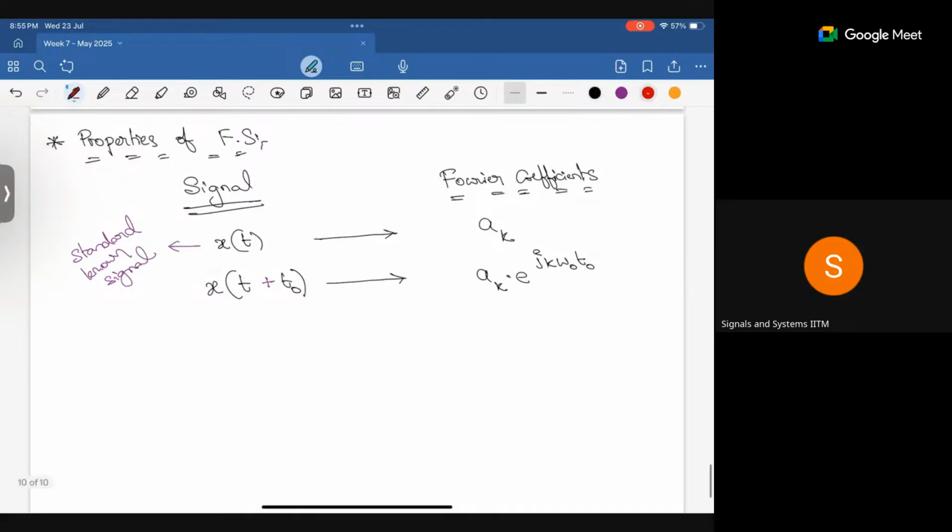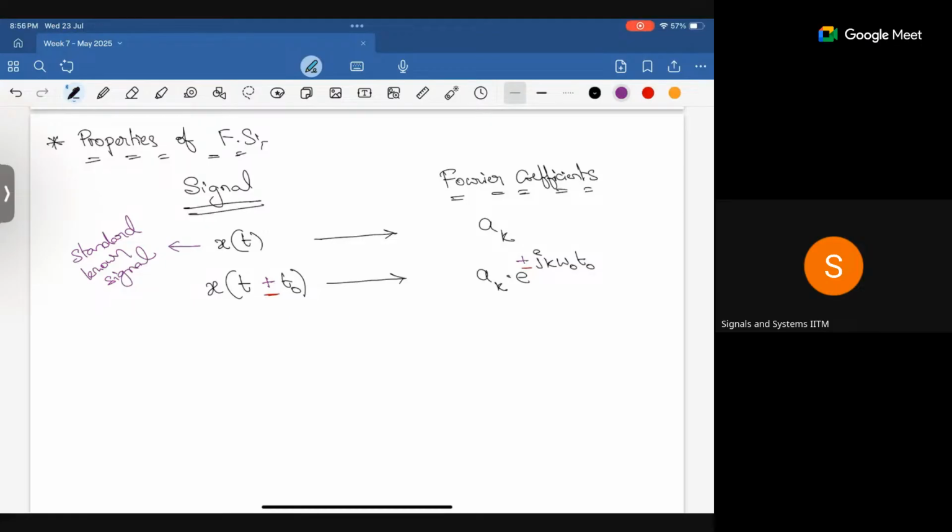Okay, so if it is minus, then here it would be minus. If it is shifted to the left, then you will get multiplied by e power j k omega naught t naught. If it is shifted to the right, then it will get multiplied by e power minus j k omega naught t naught. So this is with respect to shifting.